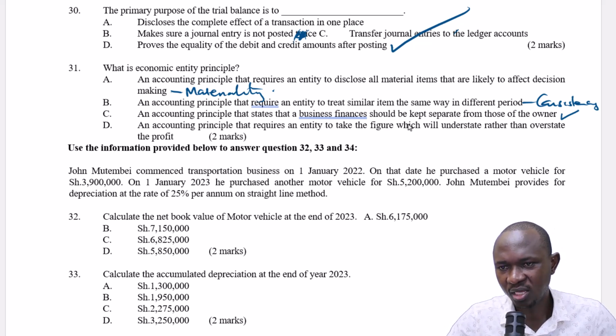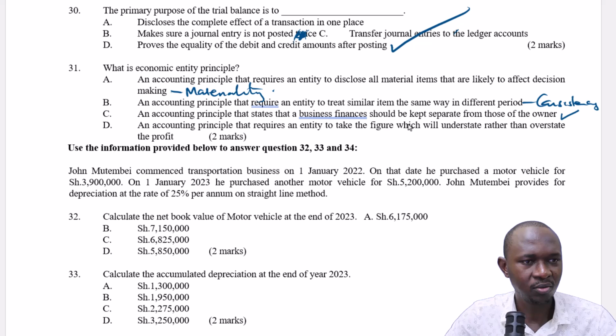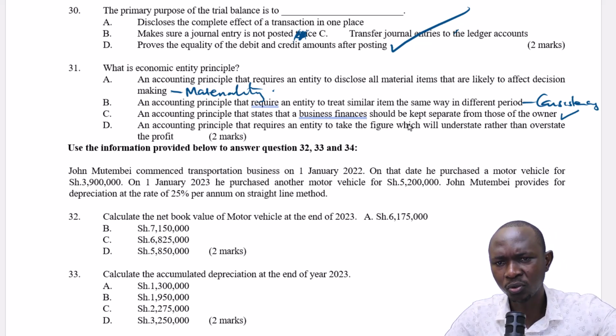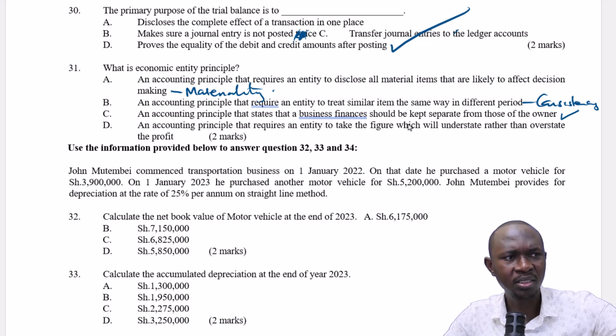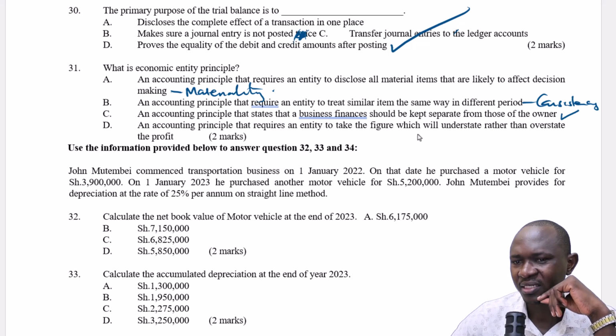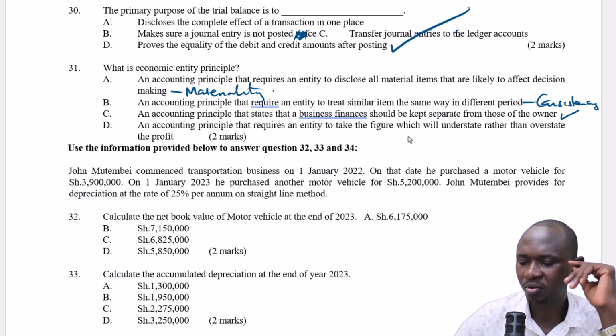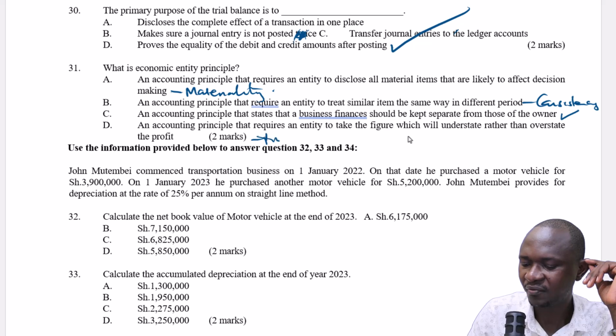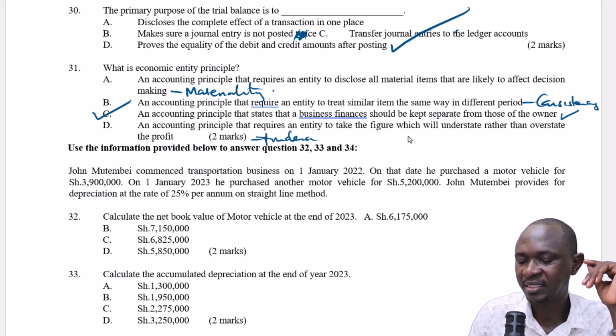Let's look at the fourth item and what it presents, and then we can come to a conclusion. An accounting principle that requires an entity to take the figure which will understate rather than overstate the profit. No, this is prudence. So definitely the answer is C. We go with C as the correct answer.